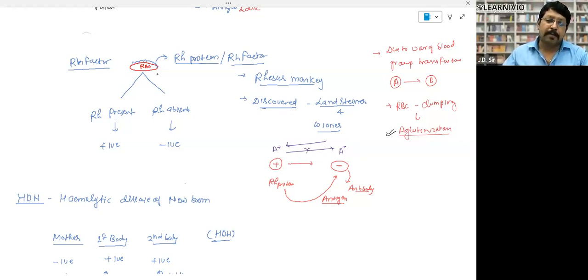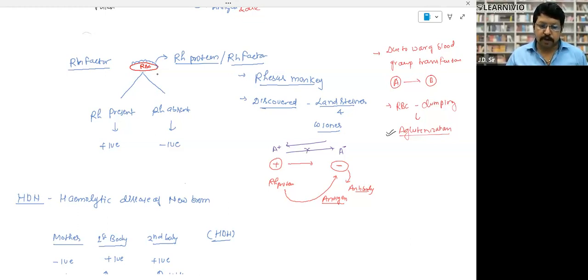This Rh protein or Rh factor was discovered in the rhesus monkey. Normally, to study human physiology, we use the rhesus monkey as an experimental organism. That's why it is called Rh. Rh stands for rhesus, as it was discovered in the rhesus monkey. The positive and negative blood groups, or the Rh factor, were discovered by Landsteiner and Wiener.